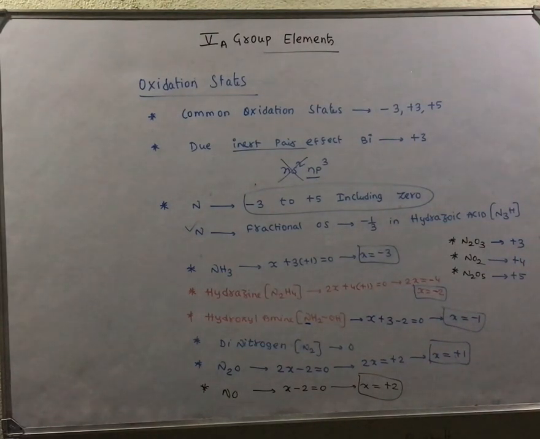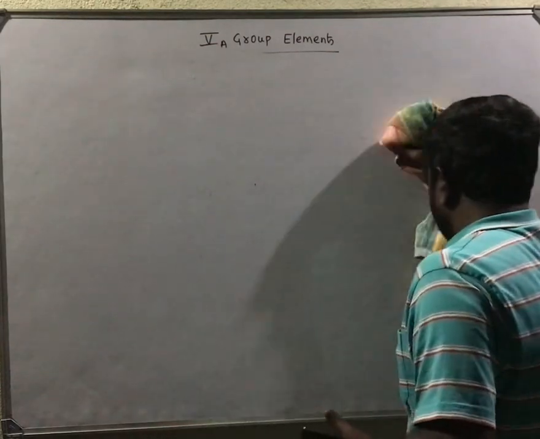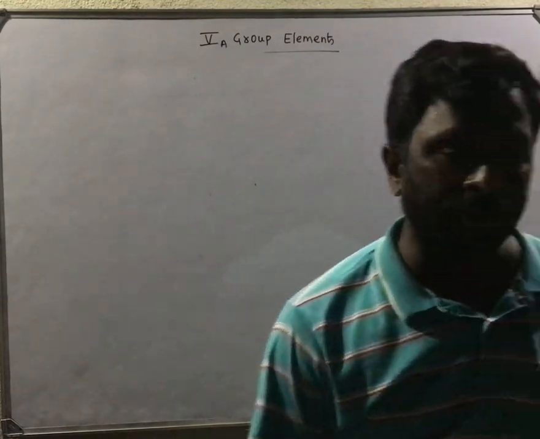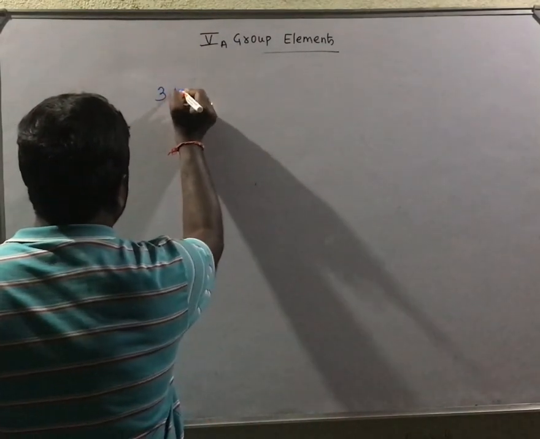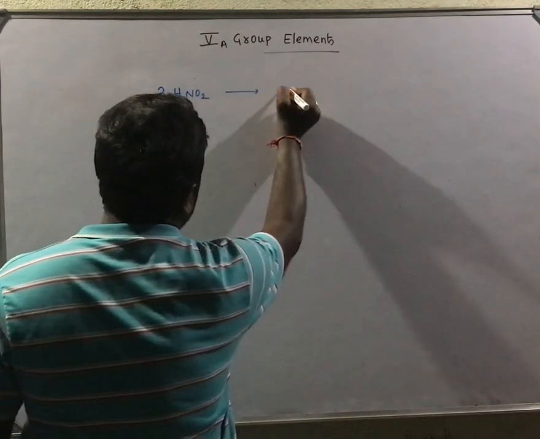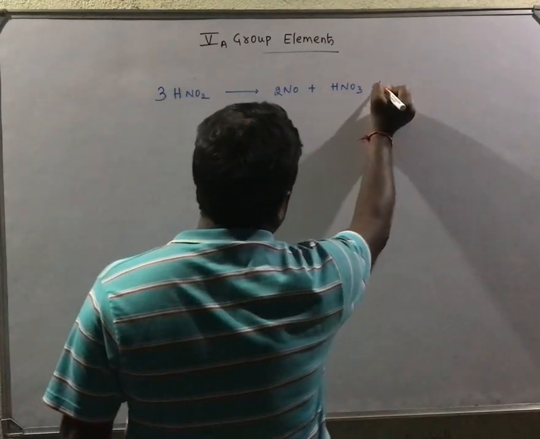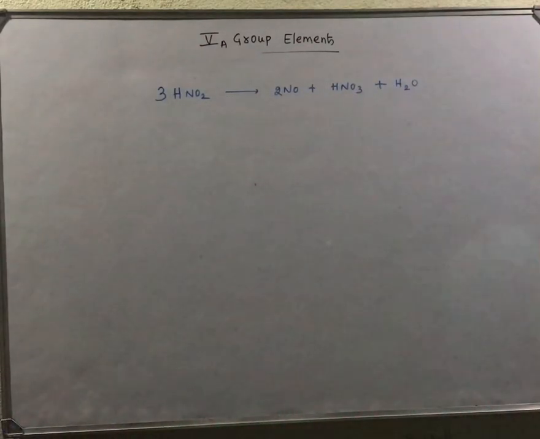Next, nitrogen undergoes disproportionation reaction also. What is the meaning of disproportionation? The same element undergoes oxidation and reduction. Here 3 moles of HNO2 gives rise to NO plus 2 moles HNO3 plus H2O. This is the balanced equation. HNO2 means nitrous acid, HNO3 means nitric acid.